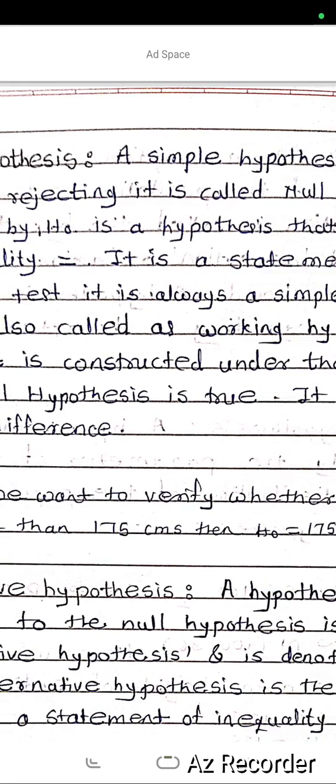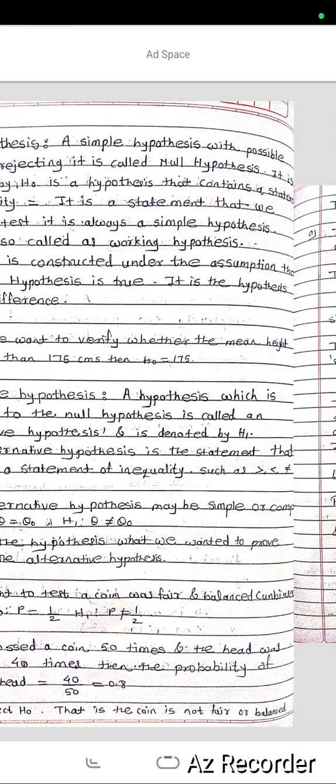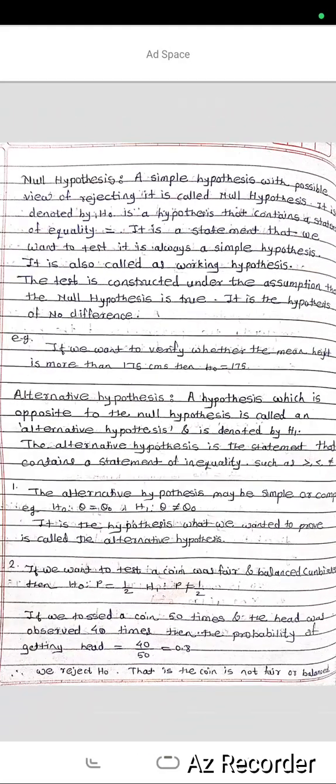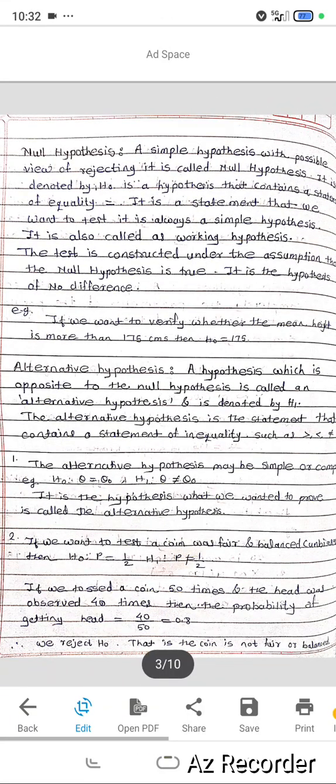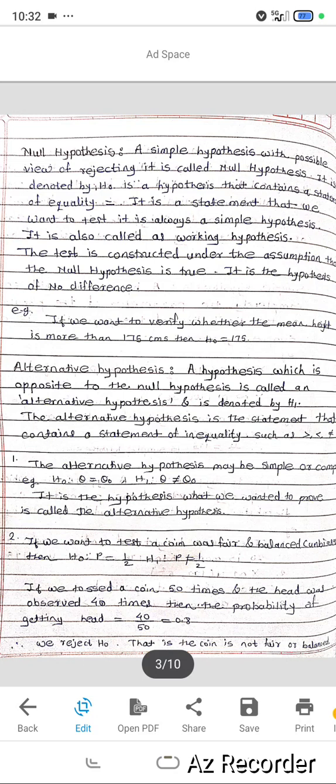H naught is a hypothesis that contains a statement of equality. It is a statement that we want to test. It is always a simple hypothesis. It is also called the working hypothesis. The test is constructed under the assumption that the null hypothesis is true. It is the hypothesis of no difference. That is the null hypothesis.